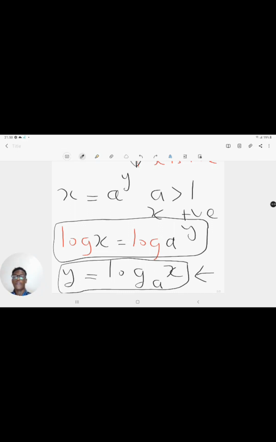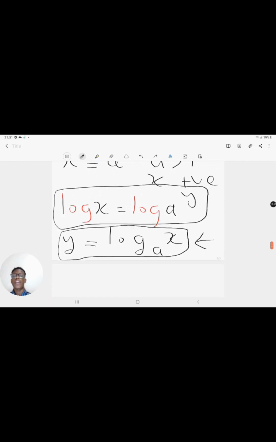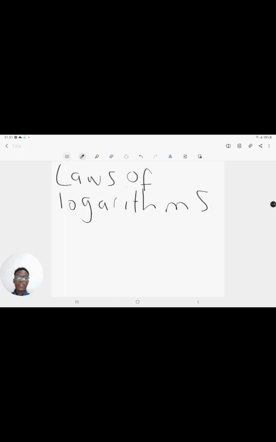Because we have a function that is in terms of log, we have to know how to work with logs in order to solve mathematical problems. This is where we've got the laws of logarithms, or logarithm laws.